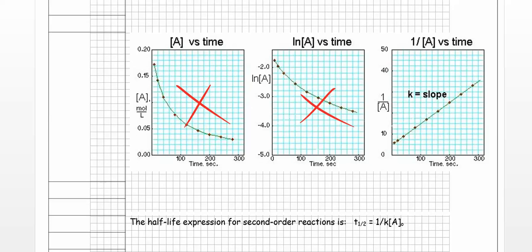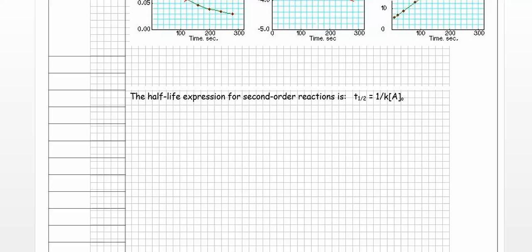Hope that makes sense. Now, let's talk a little bit about the half-life. The half-life expression for the second order reaction, and I'm not even going to bother you with the derivation, is T1/2 is equal to 1 over K times A sub naught. Notice once again that the only half-life expression that does not include the initial concentration term is that for a first order reaction. Not second order, not zero order, first order only.